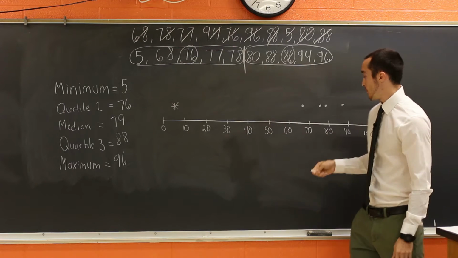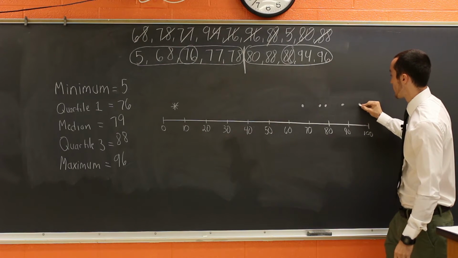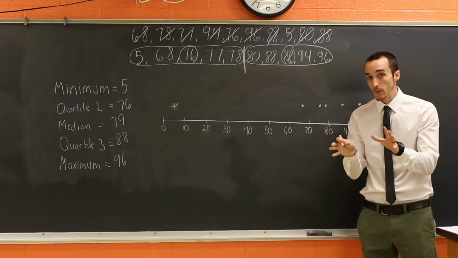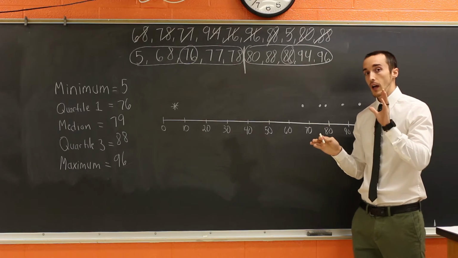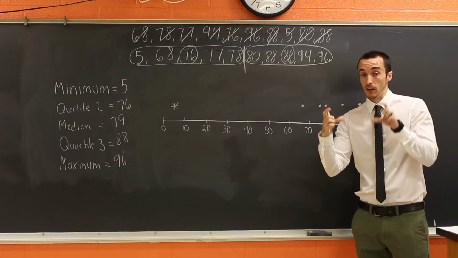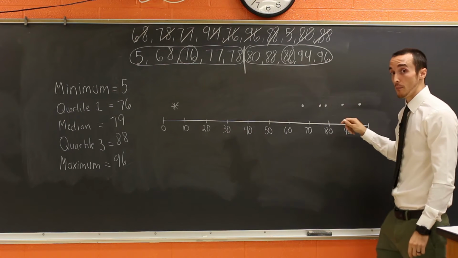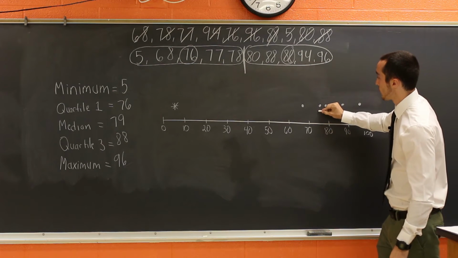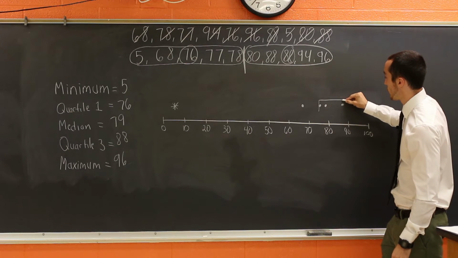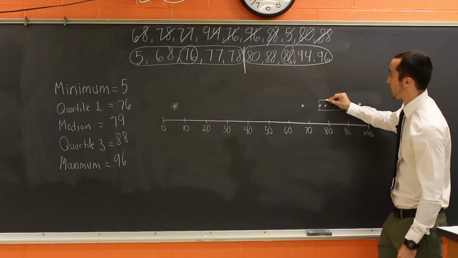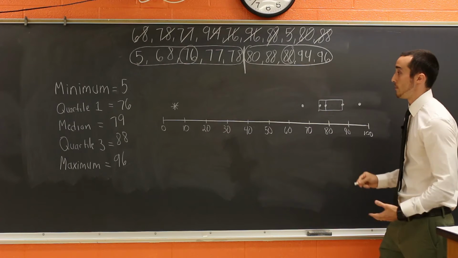And we need a dot at our maximum, which is 96. Okay, so if you've never made a box and whisker plot, this is gonna look a little weird. We make a box, a rectangle, out of the middle 3 numbers. So it's gonna be like a vertical line here. We're gonna go over and down, and then we're gonna create a vertical line straight through the median.